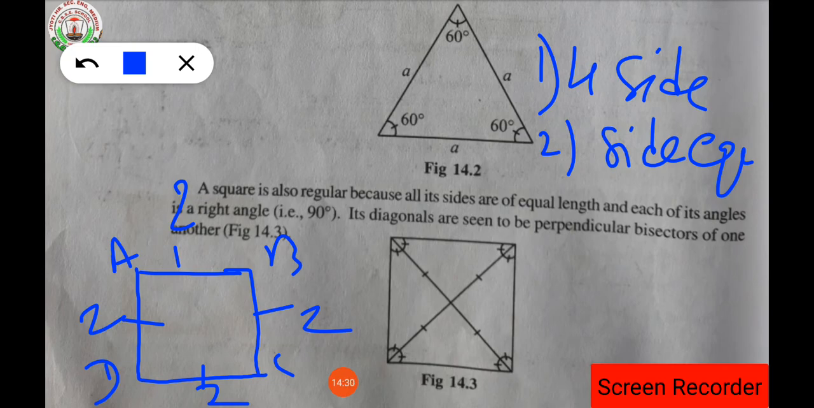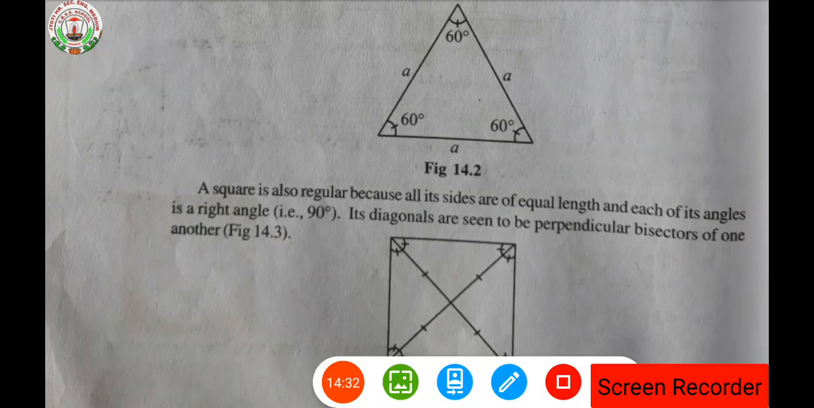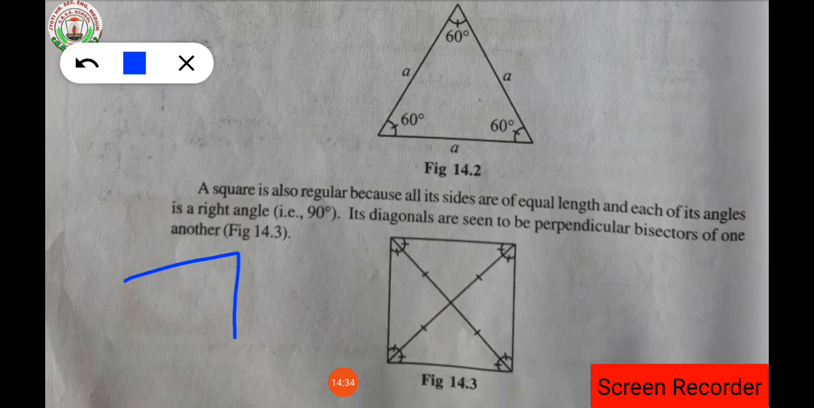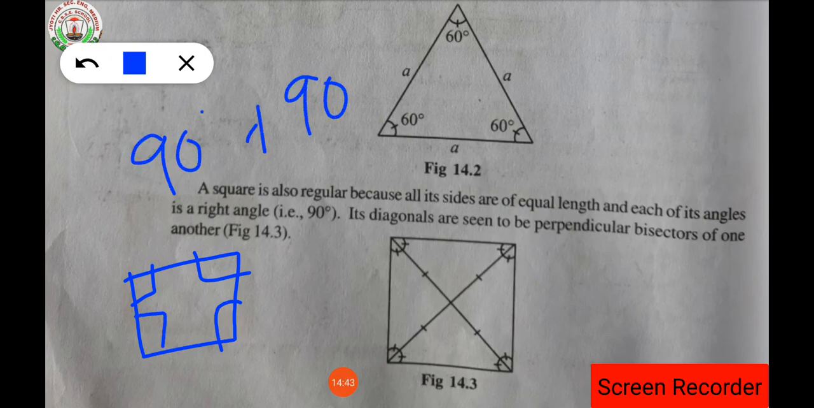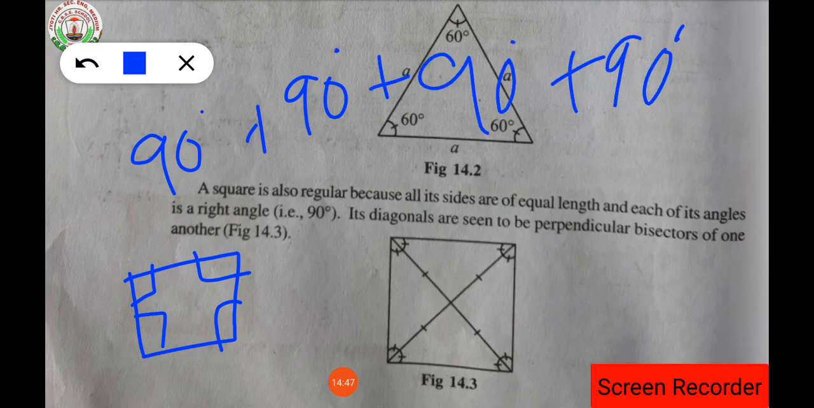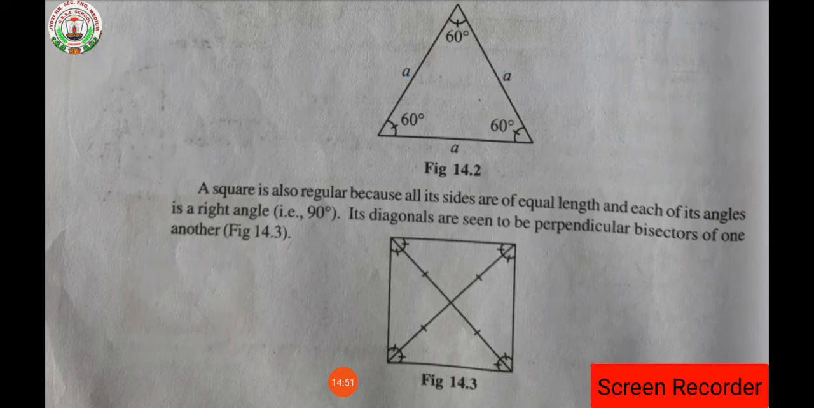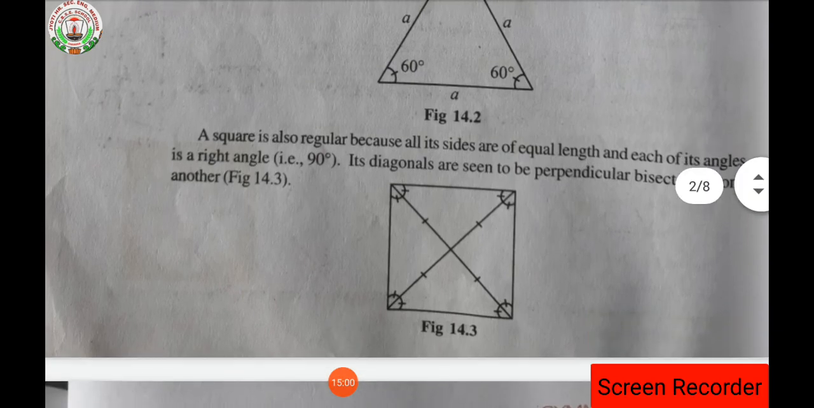Okay. In the same way, as we know, each angle of the square is of how many degrees? It is 90 degrees. Okay. So 90 degrees plus 90 degrees plus 90 degrees plus 90 degrees. How much will it be? It will be equal to 360 degrees. Have you understood up to here? So this is an example of symmetry also, where the 4 lines of symmetry can be easily drawn over here. Have you understood, student?